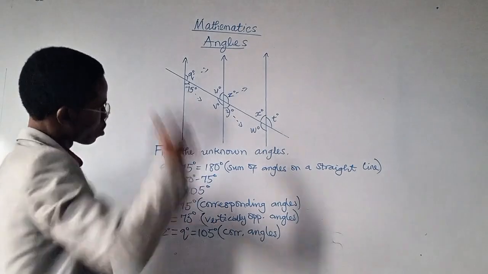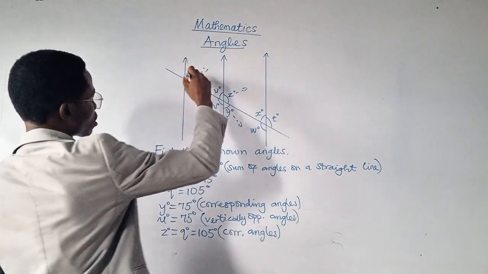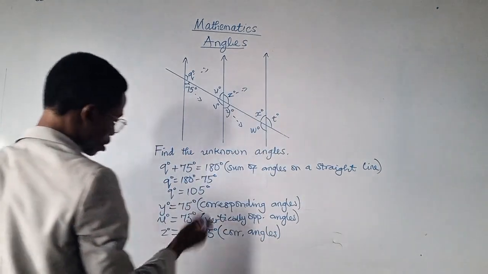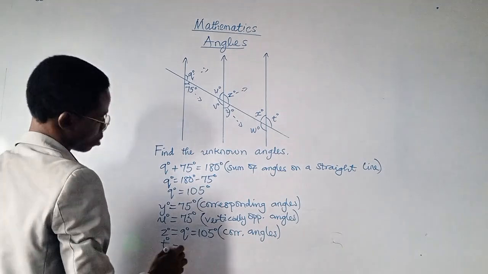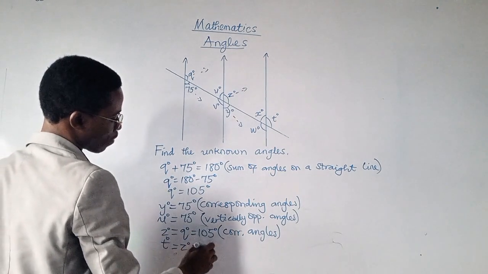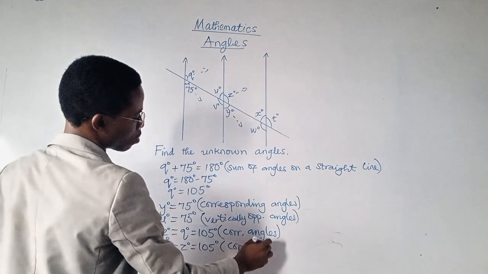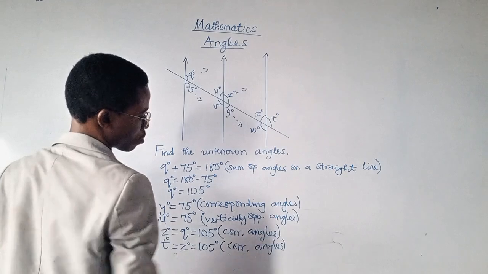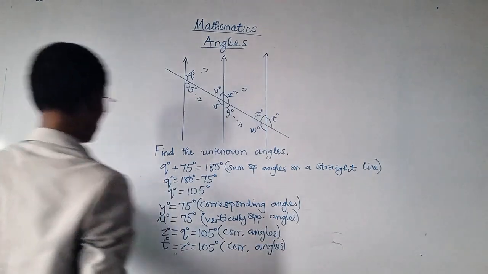So that goes to T as well. If you look at Q, Z, and T, they are all equal. So T equals Z, which is 105 degrees. Also corresponding angles. Let's come to this side.